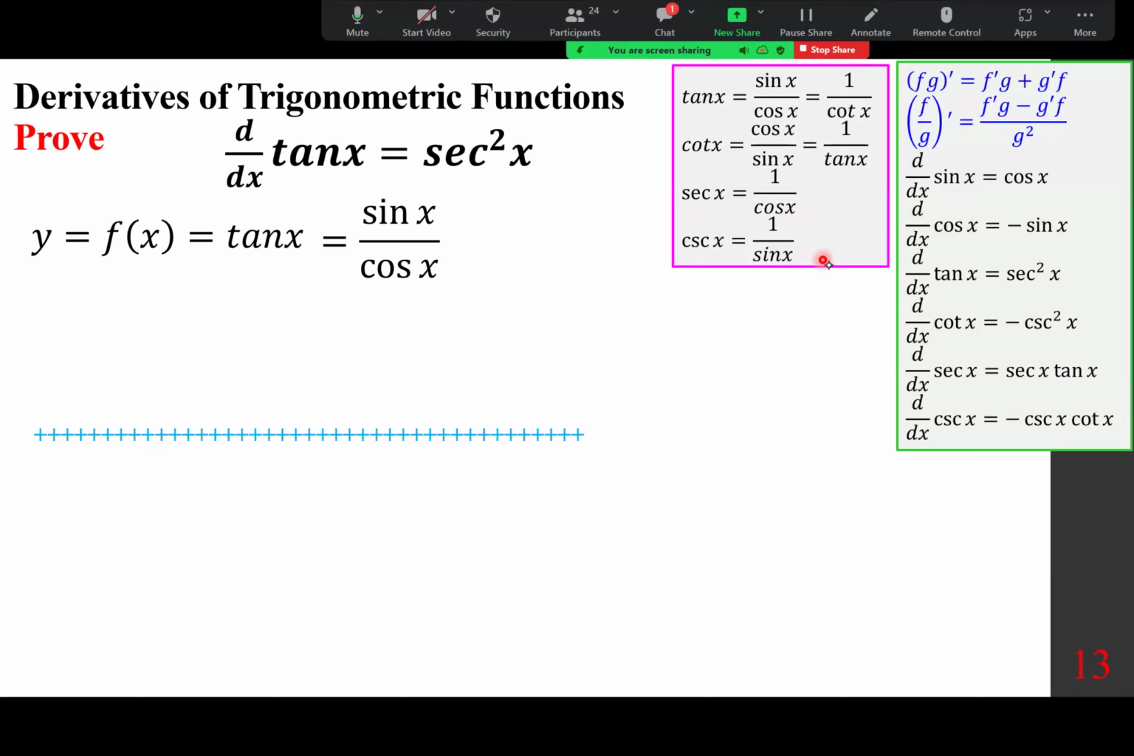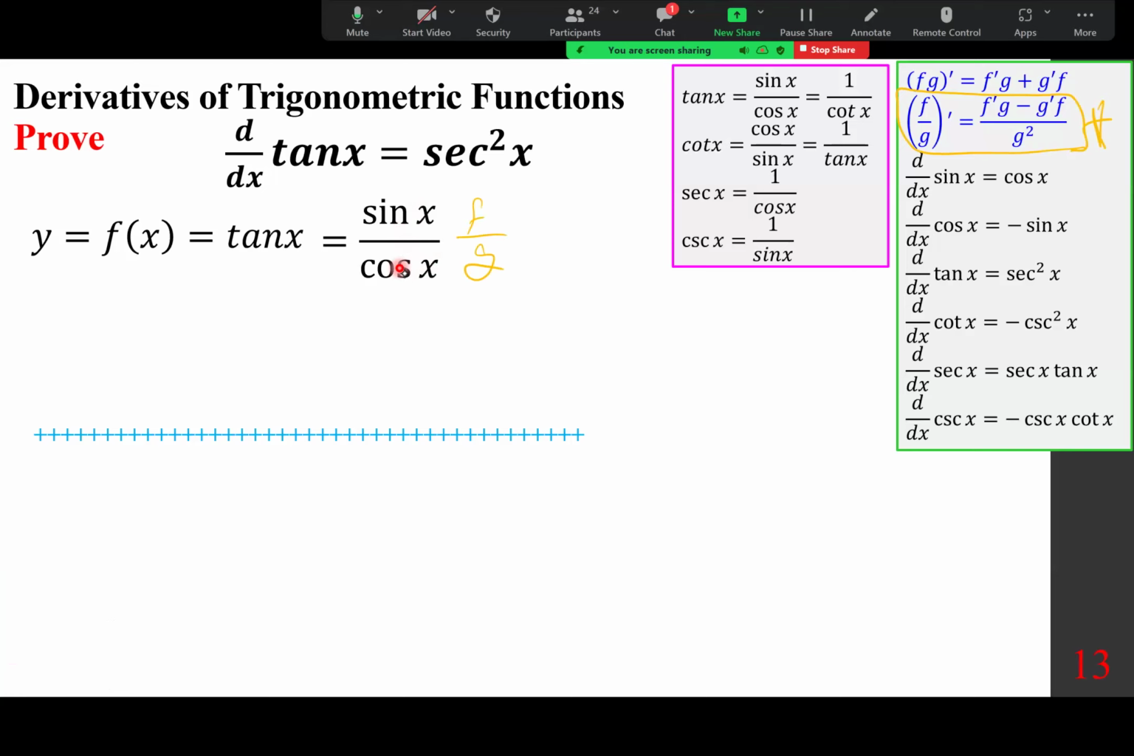Those are trigonometric identities. Some of them. This one, this one, this one, and this one are called reciprocal identities. And these two are called quotient identities. All right, now when we look at this one, we say, okay, it's f over g, so we are going to use the quotient rule on this. Why are we doing that?